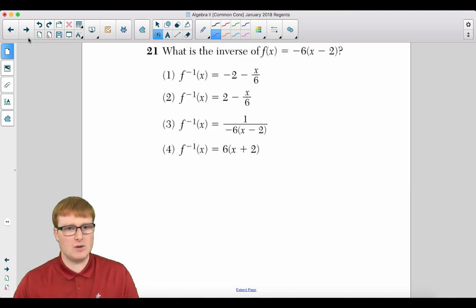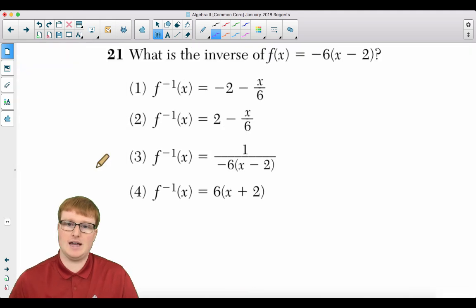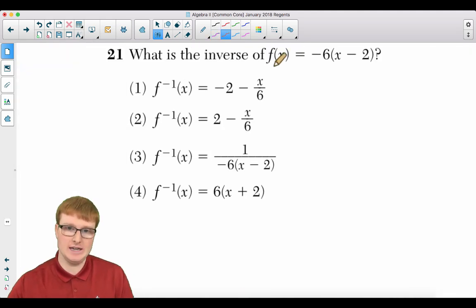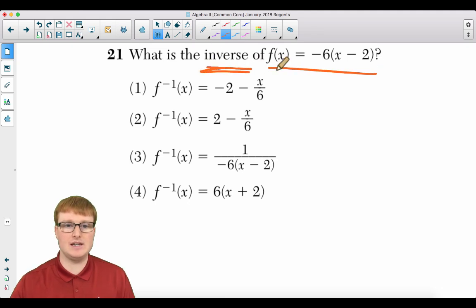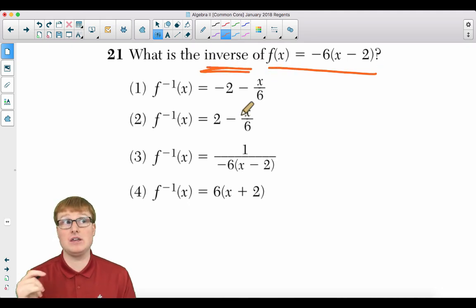So your answer is choice 2 for that question. Number 21, what is the inverse of f of x is equal to negative 6 times x minus 2? The first thing that I want you to understand is, in order for something to have an inverse, it has to pass both the horizontal and the vertical line test.